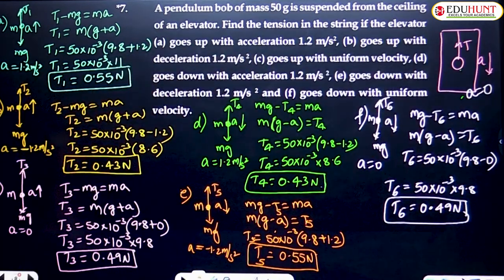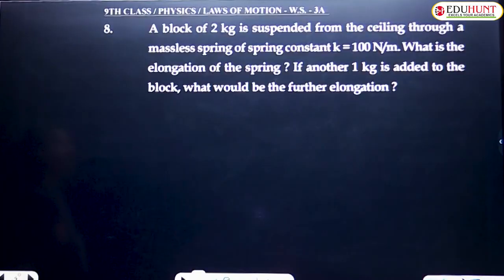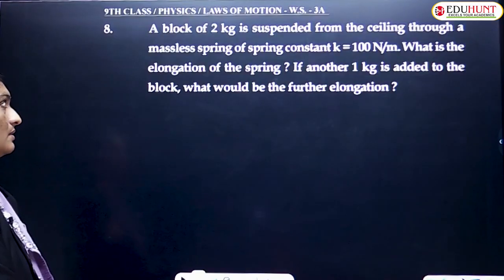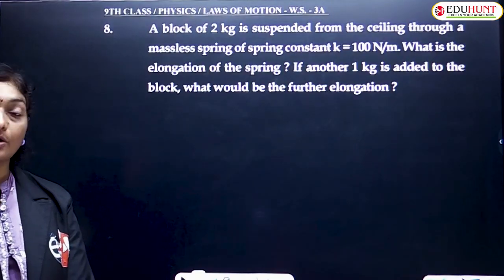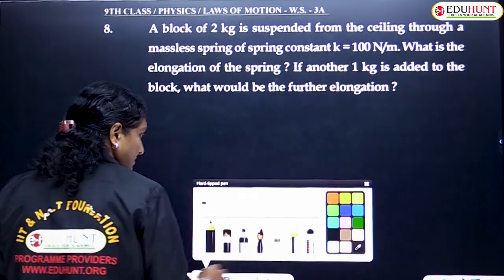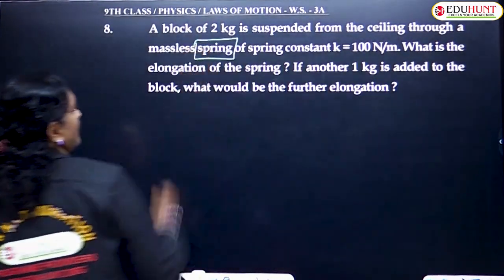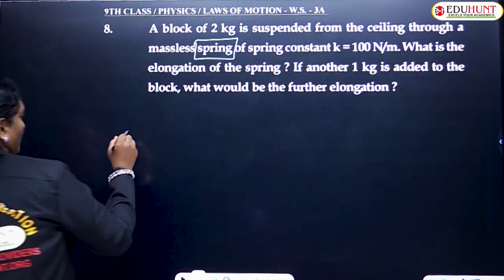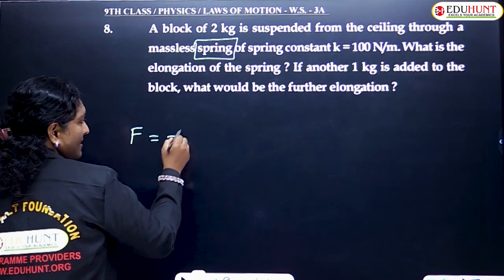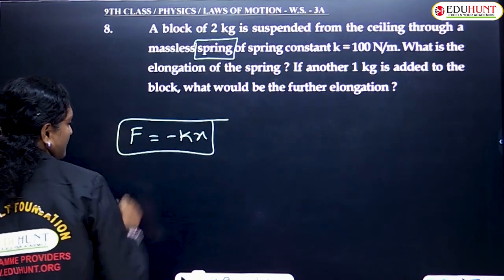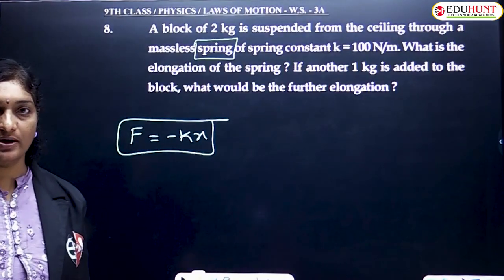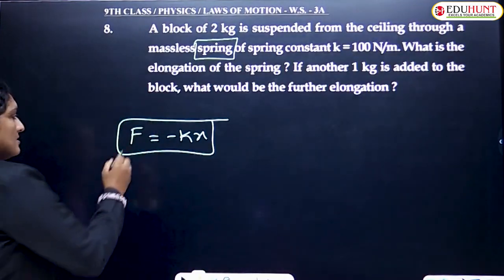Okay, children? Well, so moving to the next question. Question number 8. A block of 2 kg is suspended from the ceiling through a massless spring. Till now we solved the numericals based on a string, but this you need to focus on, children. Now it was given something different. It is a spring. I told you while explaining the concept that whenever a spring is there, the force acting is given as F equals minus kx. So the larger the elongation, the larger the force applied. So the spring force will be larger accordingly.